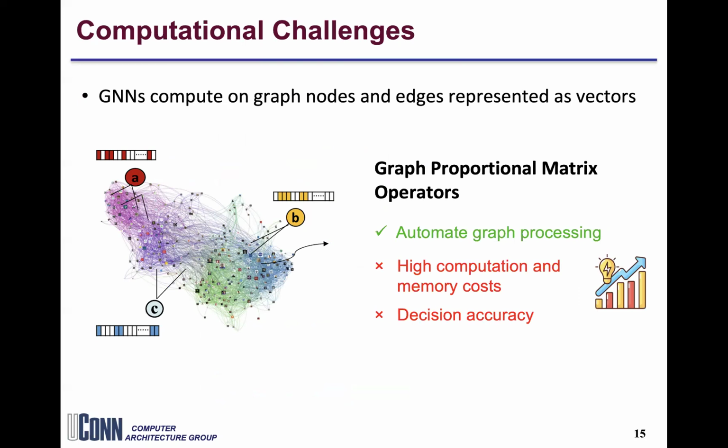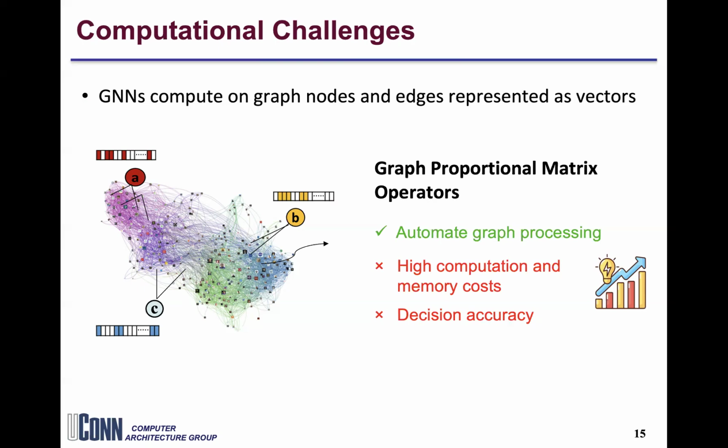Now, these GNNs compute on these nodes and edges, but each node and edge is now a vector, right? So not just a scalar quantity, it's now a vector of learned information. These vectors are what your neural networks are trained on. And that leads to these graph proportional matrix operators that you have to perform, because now you're not just doing graph processing on scalar elements, you're doing graph processing where the graph can be imagined as a matrix with another embedding matrix, right?